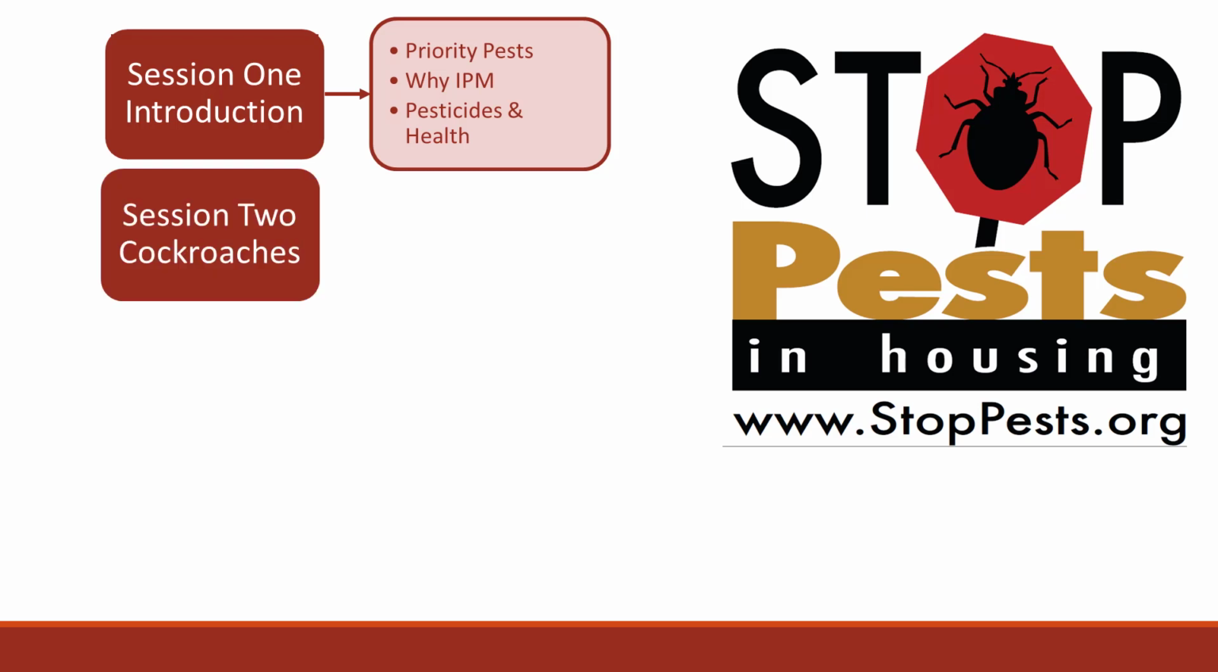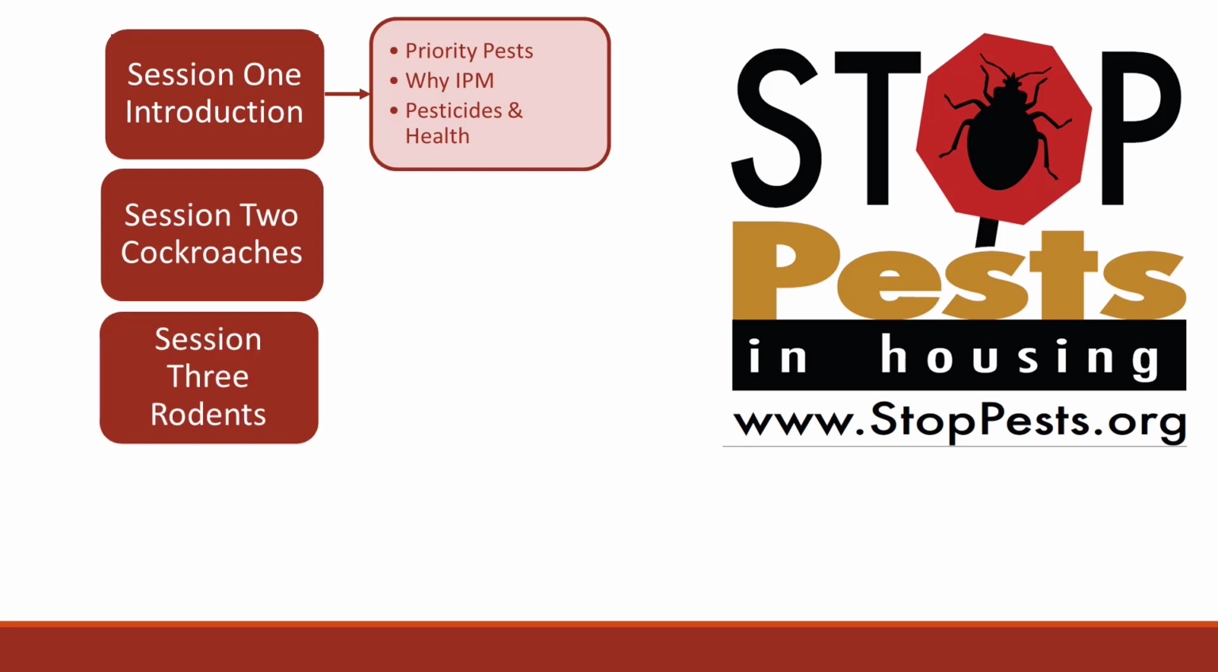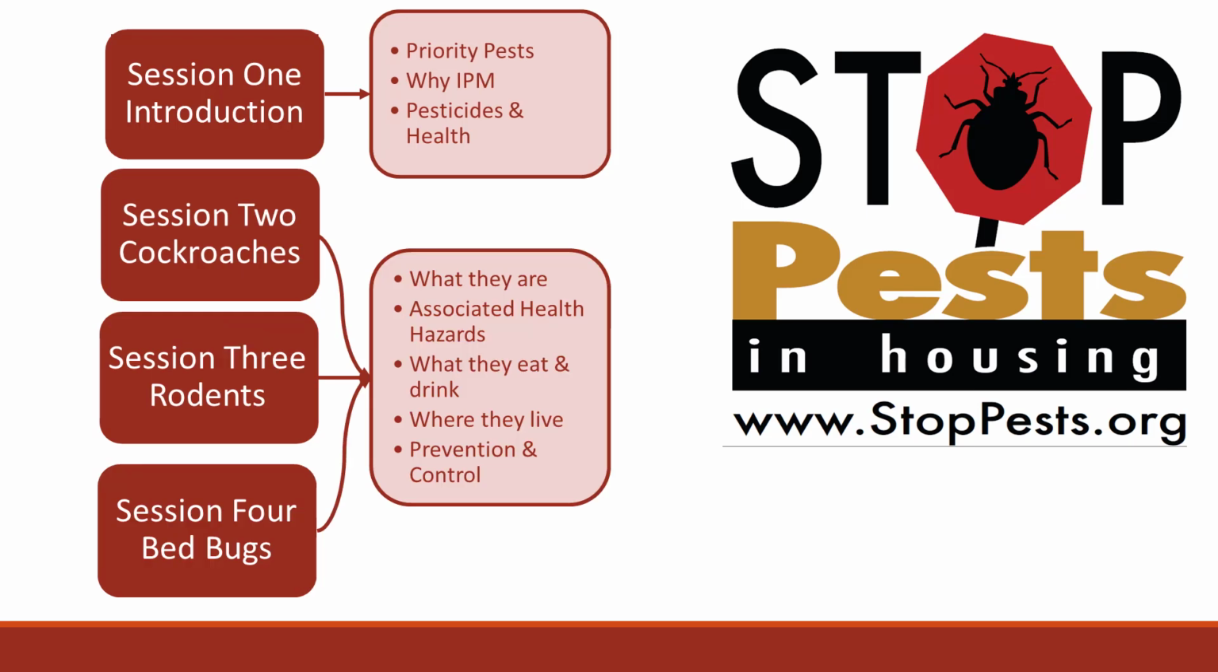Session 2 will focus on one of the 3 most problematic pest populations, cockroaches. Session 3 will focus on rodents, specifically mice and rats. We're saving bedbugs for Session 4. With each of the last 3 sessions, we will discuss the nature of each pest group, their life cycles, what they eat, and where and how they live.